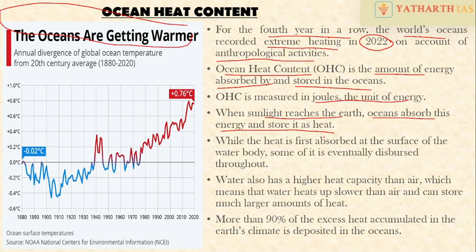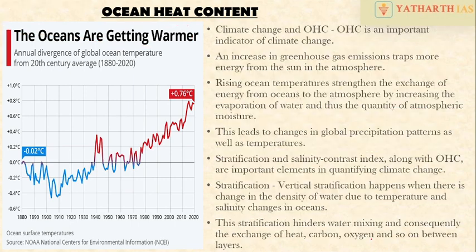While the heat is first absorbed at the surface of the water body, some of it eventually disperses throughout. Water also has higher heat capacity than air, which means that water heats up slower than air and can store much larger amounts of heat. So, more than 90% of the excess heat accumulated in the Earth's climate is deposited in the oceans.